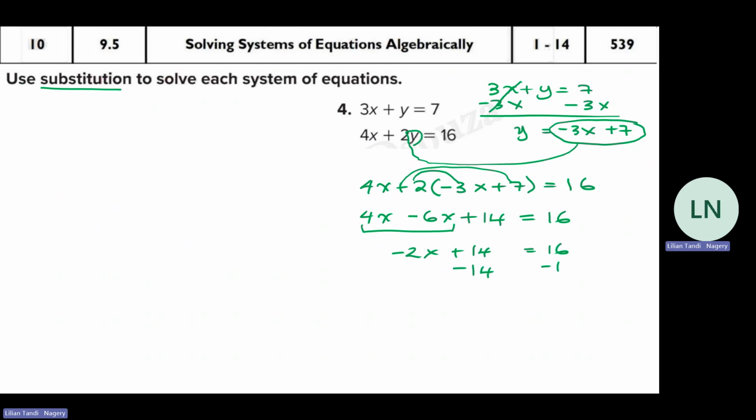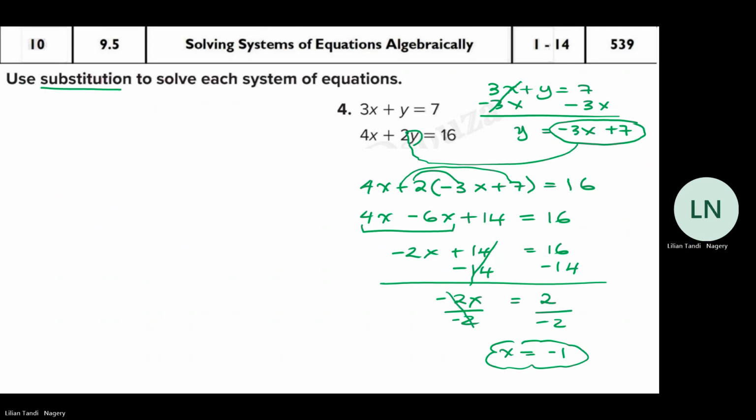Subtract 14 on both sides. This goes away. Negative 2x equals 2. Divide by negative 2 on both sides. x is negative 1.